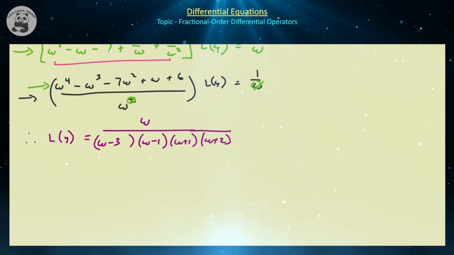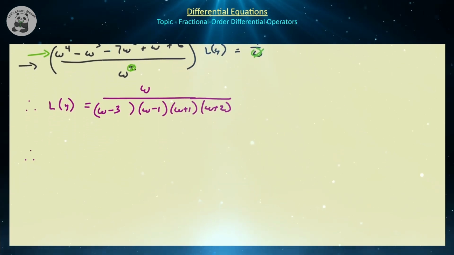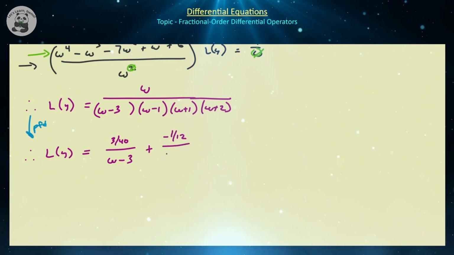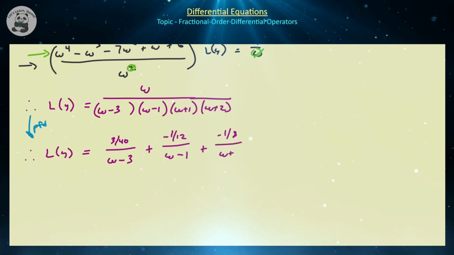Once I do a partial fraction decomposition of this, you actually get some quite nice numbers here. So this is obtained by partial fraction decomposition, but you're going to have a system of 4 by 4 equations, which isn't too bad since all of our roots do not repeat. So that's actually going to come out to 3/40 over omega minus 3 plus negative 1/12 over omega minus 1 plus negative 1/8 all over omega plus 1 plus 2/15 all over omega plus 2.